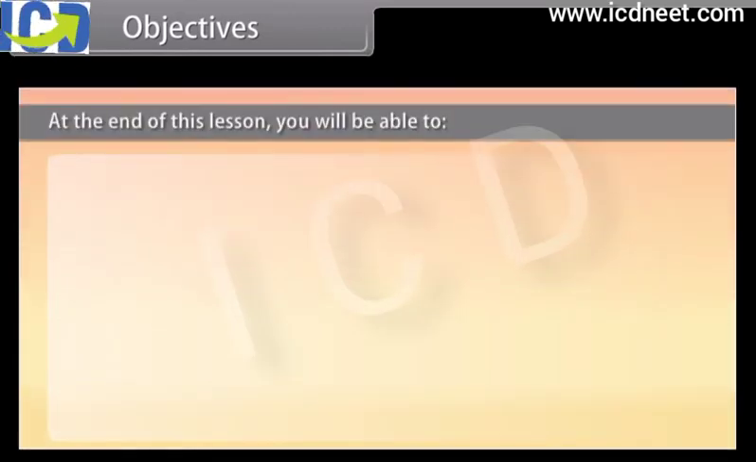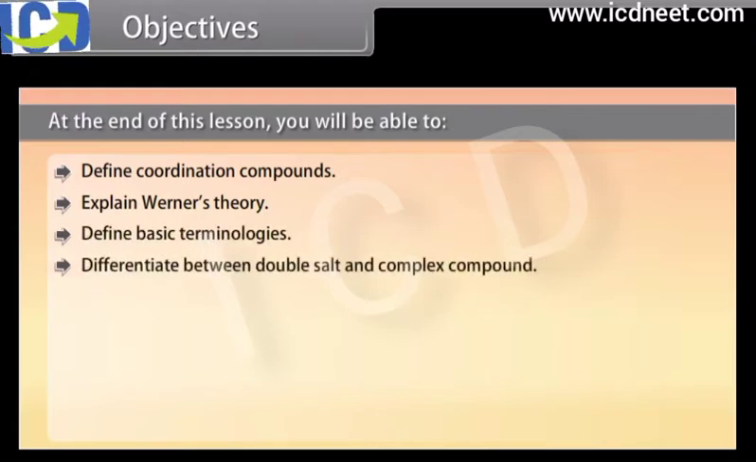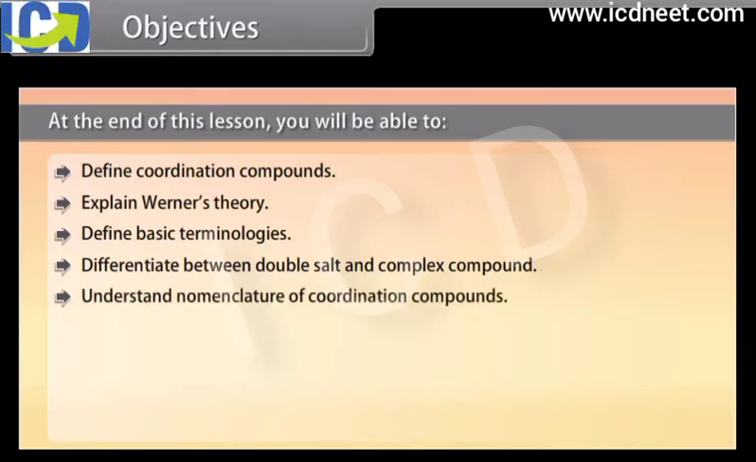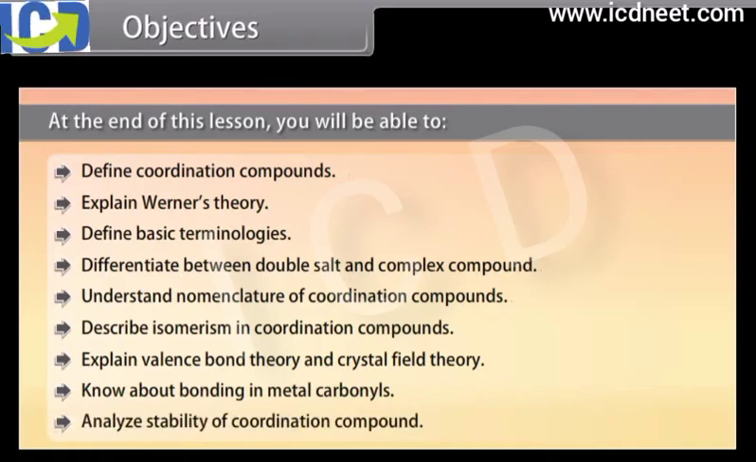At the end of this lesson, you will be able to define coordination compounds, explain Werner's Theory, define basic terminologies, differentiate between double salt and complex compound, understand nomenclature of coordination compounds, describe isomerism in coordination compounds, explain valence bond theory and crystal field theory, know about bonding in metal carbonyls, analyze stability of coordination compound.